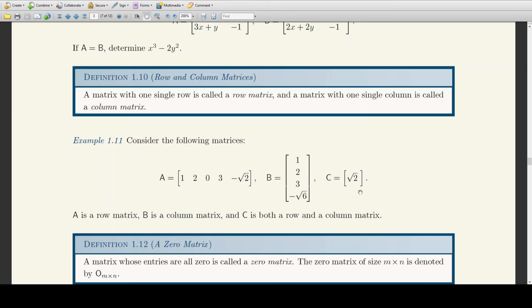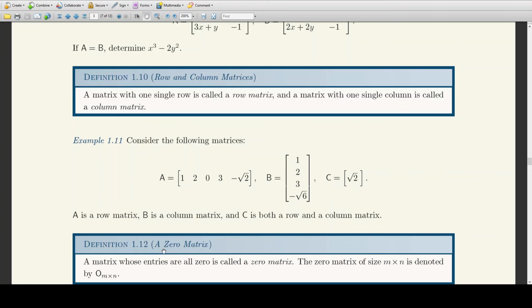Yes, because it contains one single row. Even though it also contains one single column, who cares about the number of columns? If you have one single row, you call it a row matrix. If you have one single column, you can call it a column matrix. So this C is both a row and a column matrix. So this is a name. When I say a row matrix, you remember it's a row. When I say a column matrix, remember what I mean.